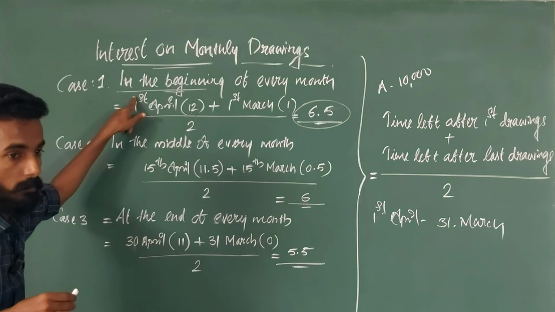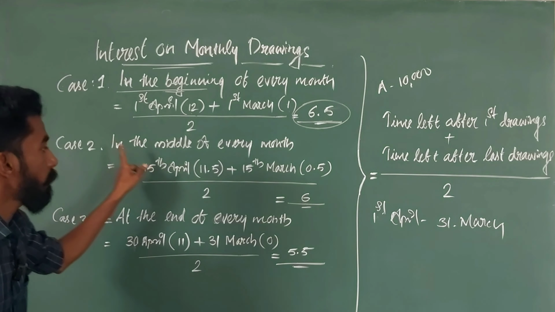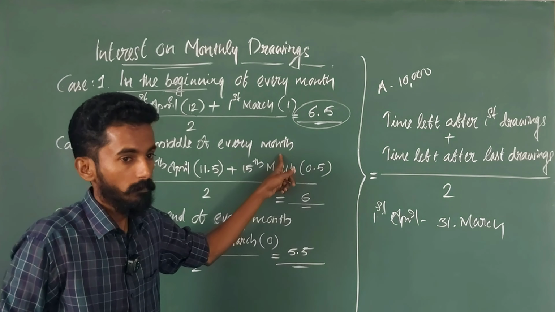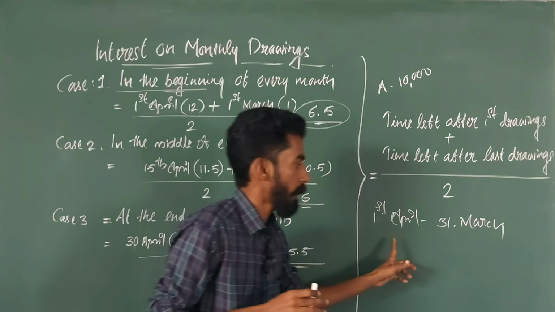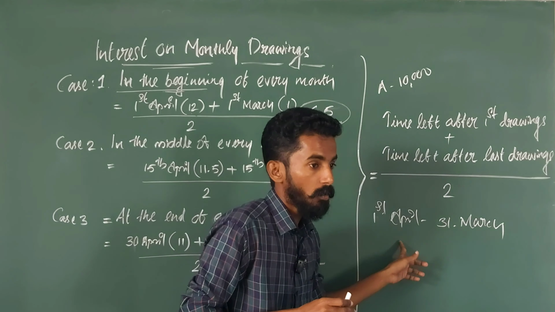Okay. Second one, case number 2, in the middle of every month. Financial year is same, April to March. So in the middle of every month means 15th. 15 is the middle, since we are taking 30 as a round figure. So when was his first withdrawal? April 15th was his first withdrawal, because in the middle of every month.